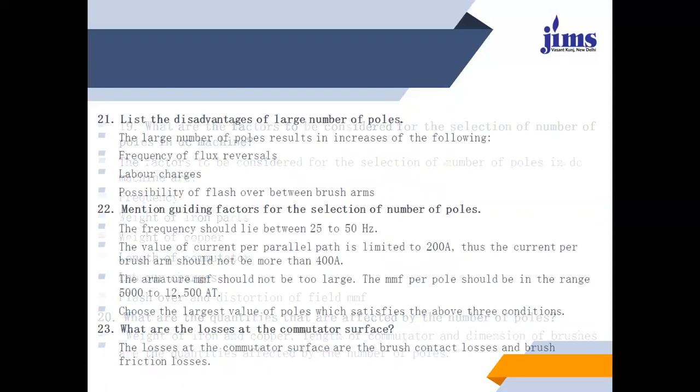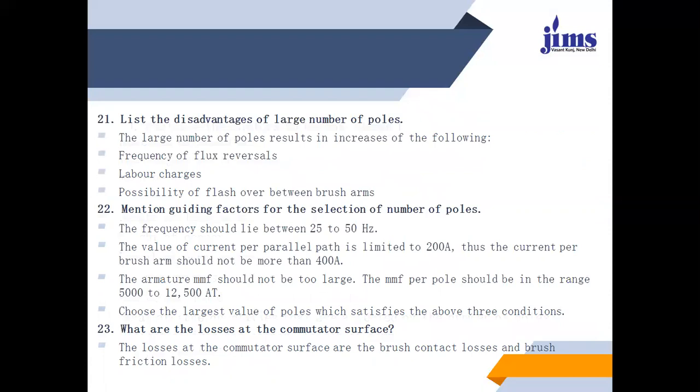List the disadvantages. A larger number of poles results in increasing the following parameters: frequency of flux reversal, labor charges, and possibility of flashover between brush arms.